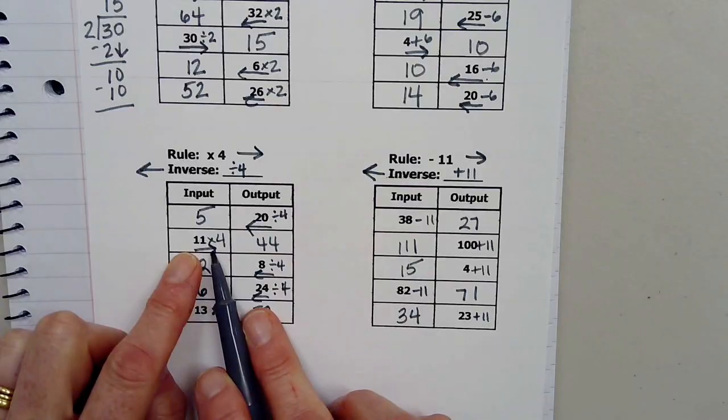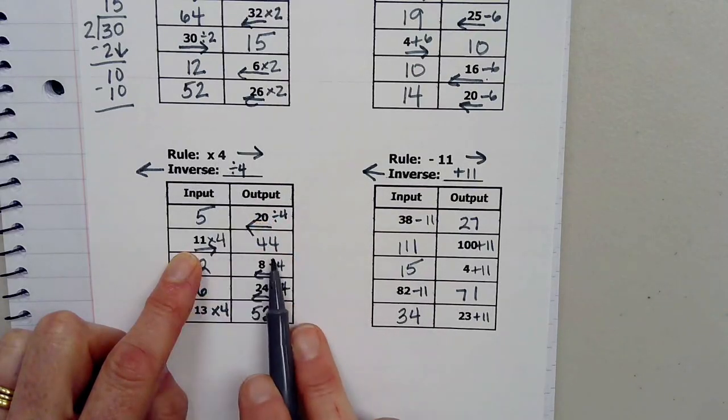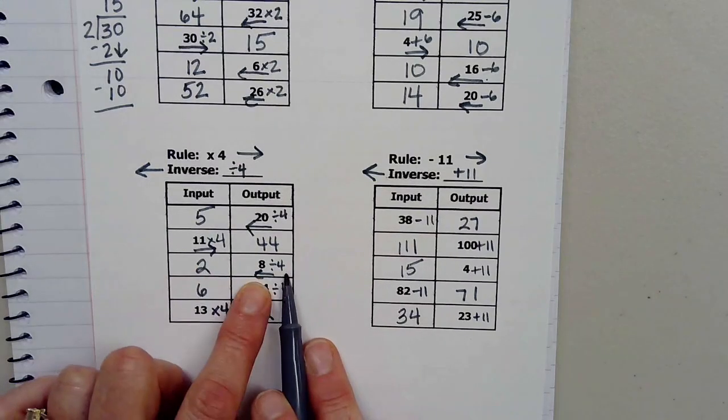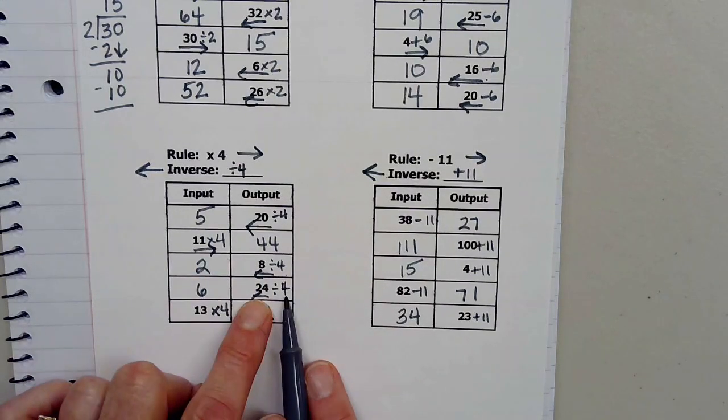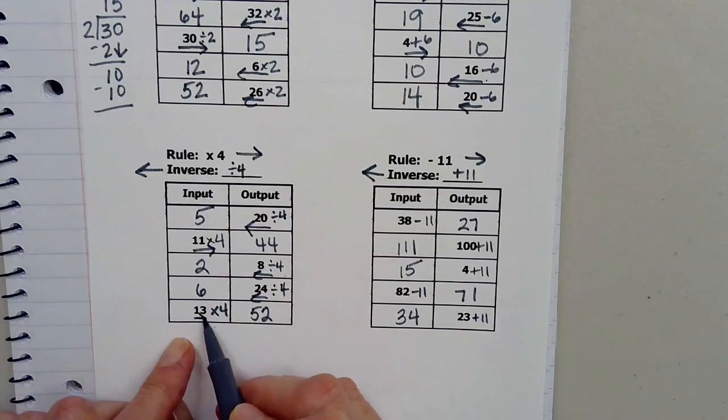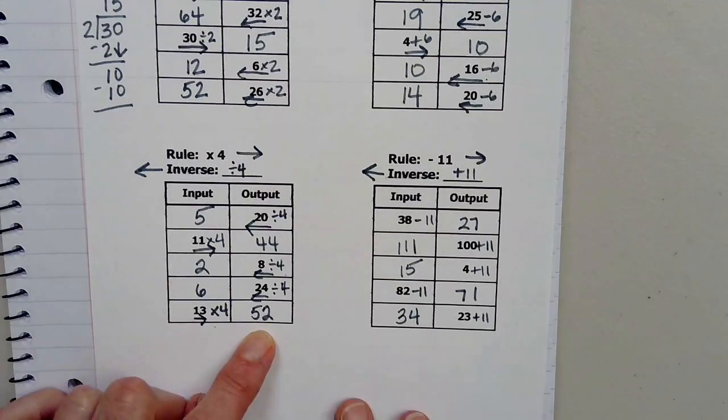If I start with 11, I follow the rule, multiply by 4, I get 44. If I have 8, I'm going to go backwards, so I have to divide by 4 to get 2. 24 divided by 4 is 6. And 13, going to the right, 13 times 4 is 52.